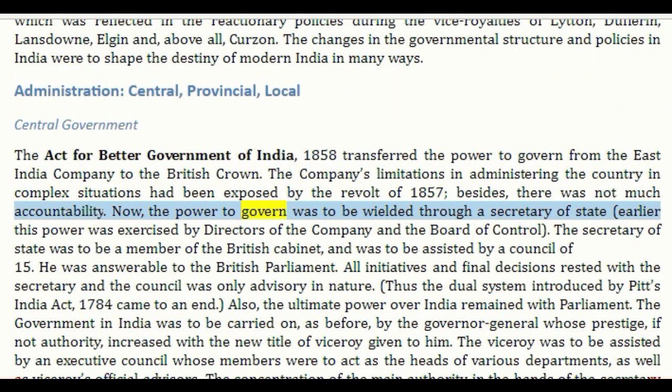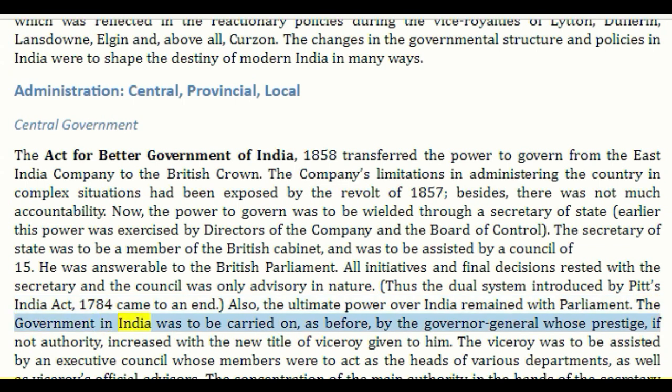Now, the power to govern was to be wielded through a Secretary of State. Earlier this power was exercised by directors of the company and the Board of Control. The Secretary of State was to be a member of the British Cabinet, and was to be assisted by a council of 15. He was answerable to the British Parliament. All initiatives and final decisions rested with the Secretary, and the Council was only advisory in nature. Thus the dual system introduced by Pitt's India Act, 1784 came to an end. Also, the ultimate power over India remained with Parliament.